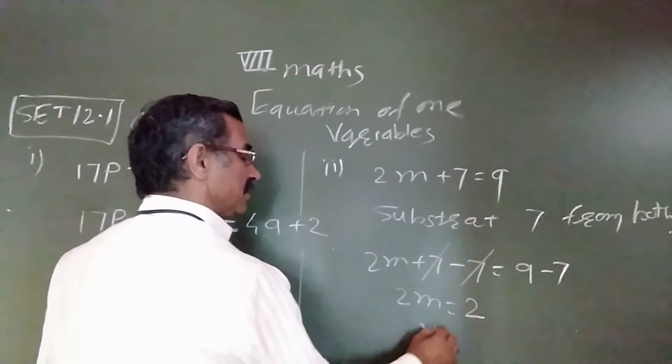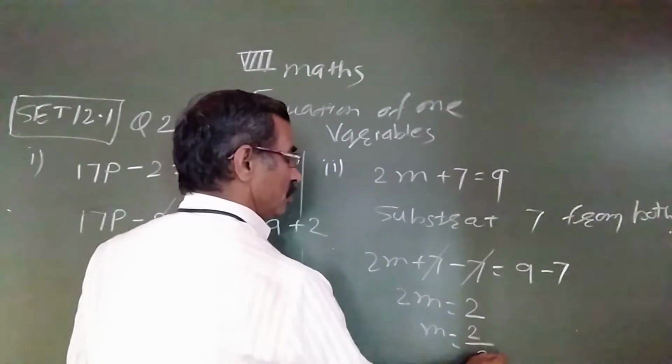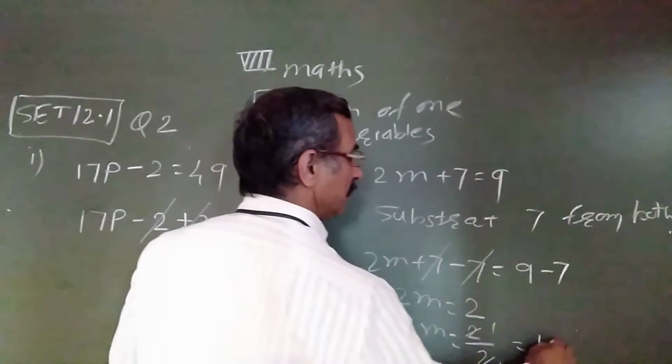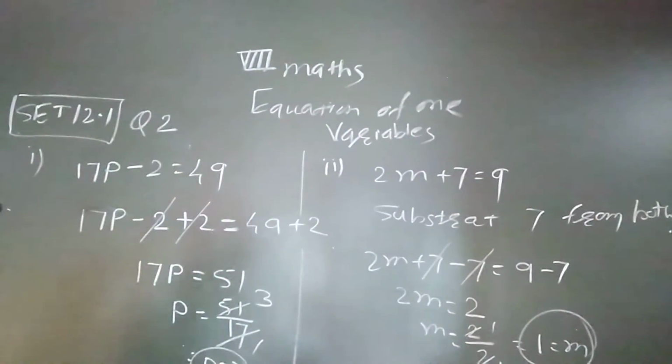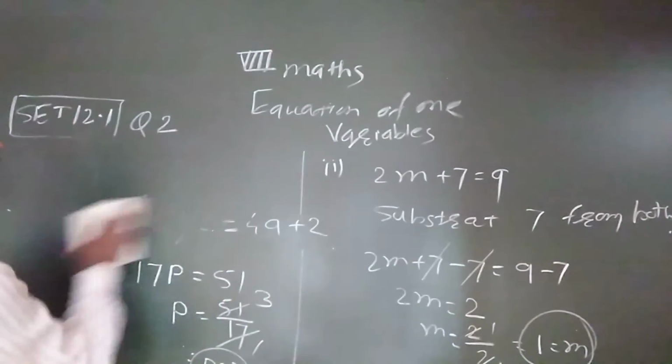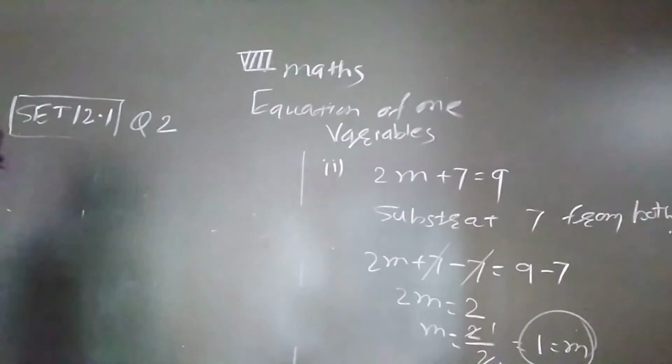2 is multiplied, so it will get divided. 2 ones are 2, so only the 1 remains. So we will get the value of m is equal to 1. In this way, we are solving the similar examples.